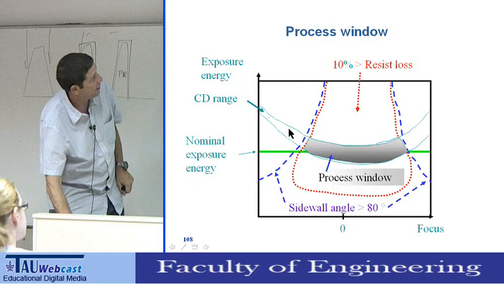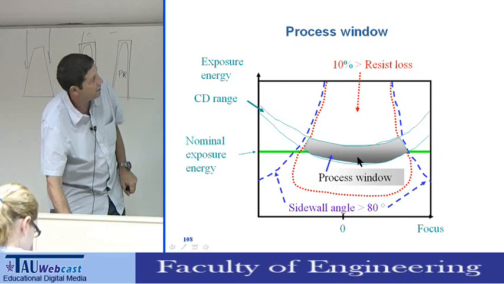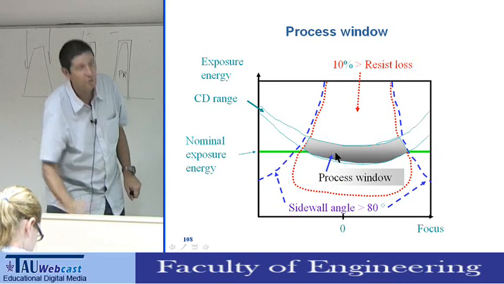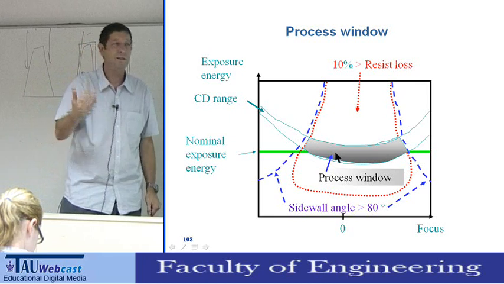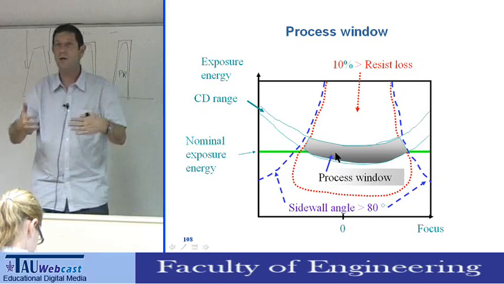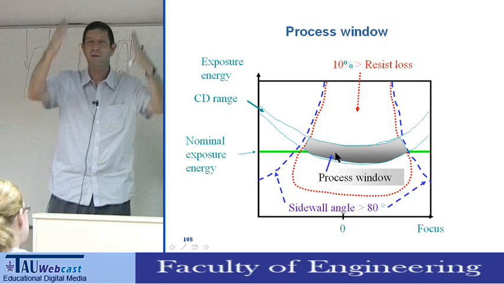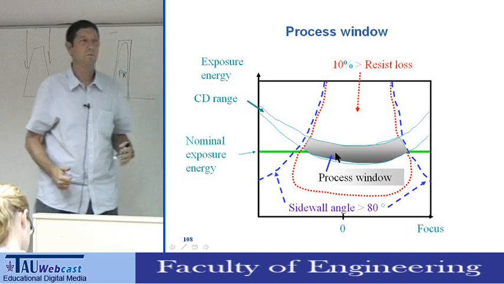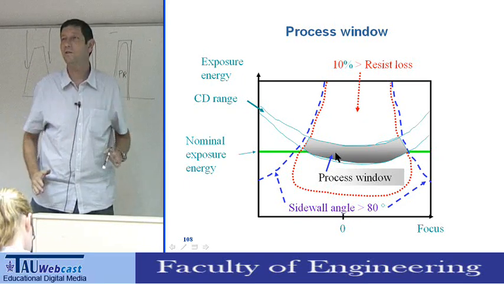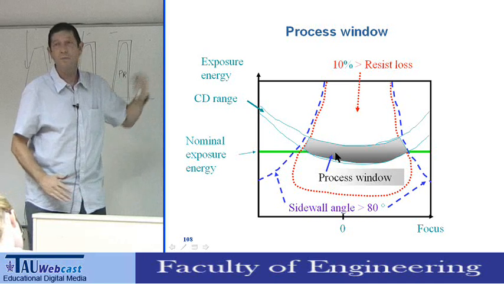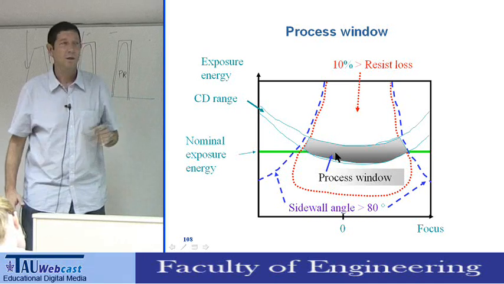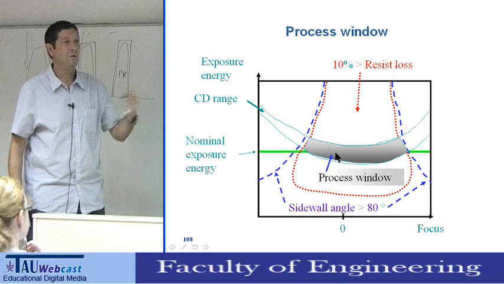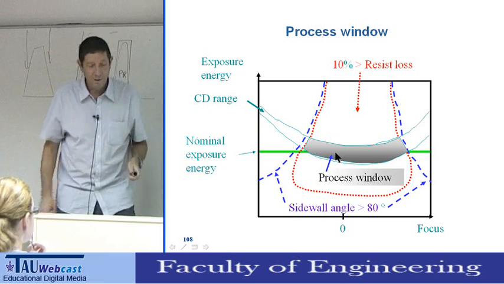And this is the critical dimension, and this is your best critical dimension here. You can also define other constraints, like resist loss, how much resist I allow myself to lose during the process, or what the sidewalls are. And there are some other possibilities. But constraints.